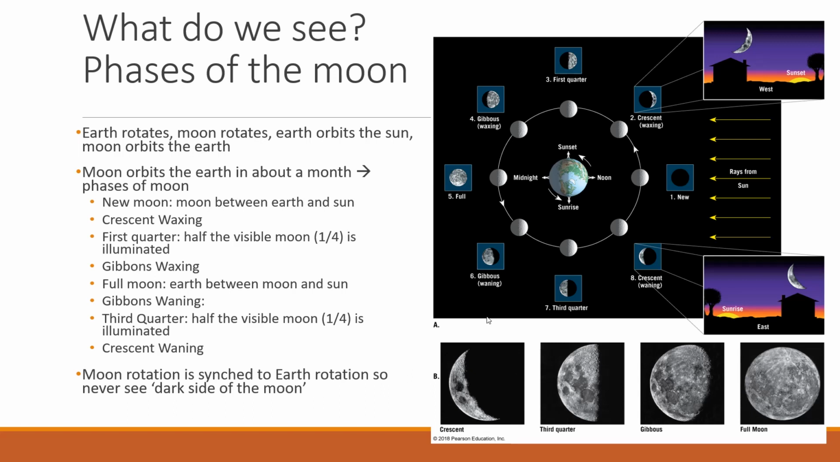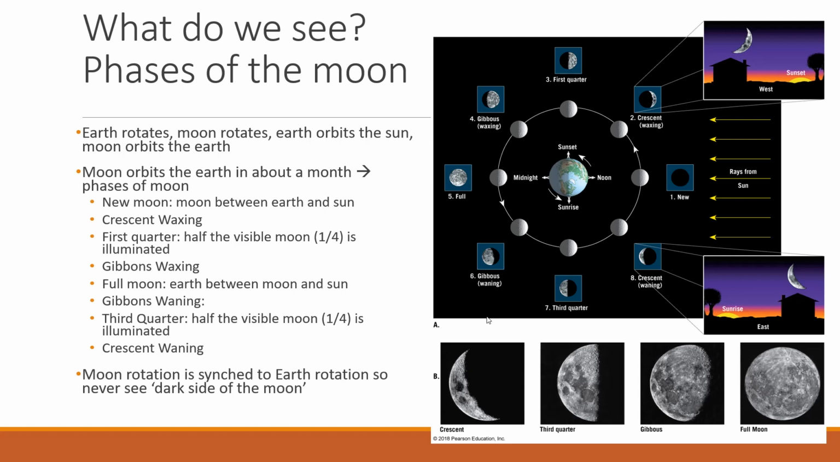So, when we look up into the night sky, what do we see? One of the things we see is the phases of the moon. How does the moon change? Earth is rotating, the moon is rotating as well. The Earth is orbiting the sun, the moon is orbiting the Earth. It turns out that the moon is rotating at basically the same rate as the Earth, so we always see the same side of the moon. The same side of the moon is always being presented to us. We don't see the far side of the moon.